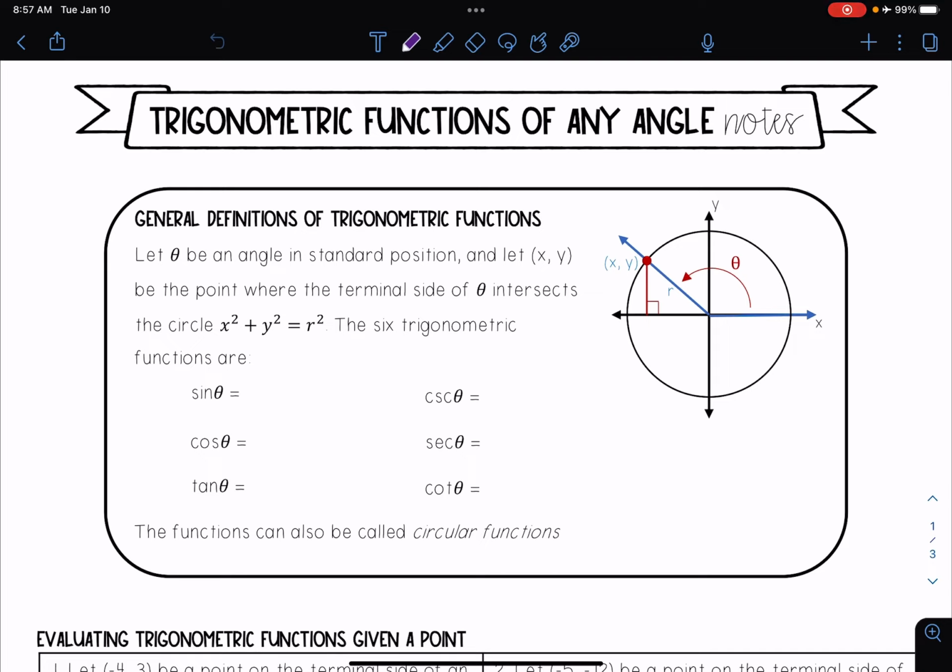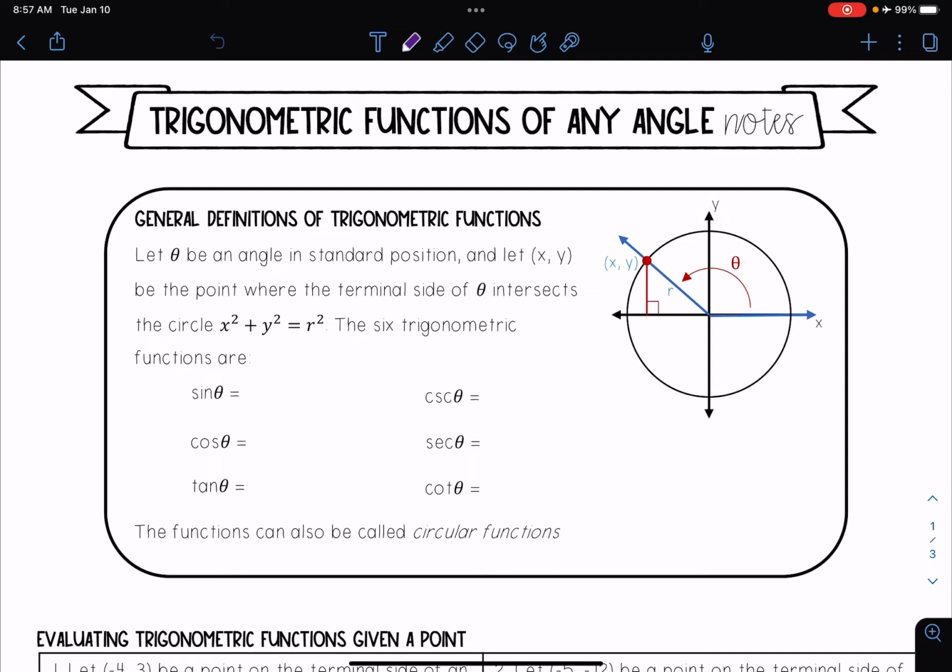So before we were looking at just right triangles, and we learned that sine is equal to opposite over hypotenuse, cosine is adjacent over hypotenuse, and tangent is opposite over adjacent, and then cosecant, secant, and cotangent were those but flipped. That is still the case, but now we're going to be using something that looks a little bit different here when we will be given a point.